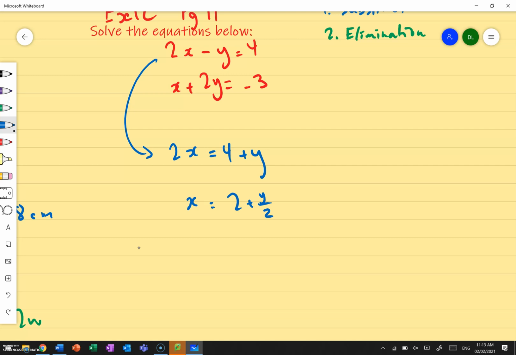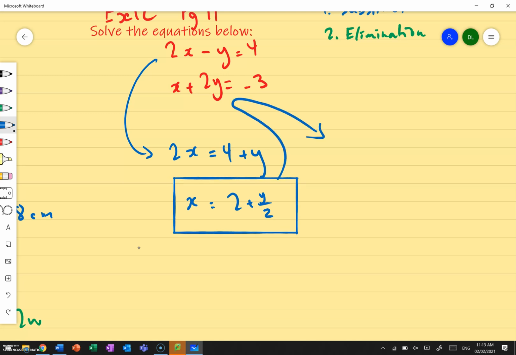Lovely. Now what I'm going to do is substitute that into this equation. When we have simultaneous equations, we will move on to 2 variables, 3 variables later on in the year. But for now, we've got 2 variables, which means how many bits of information do we need? 2. I've got 1 equation, 2 equations, okay? So I need 2 bits of information to solve for 2 variables.